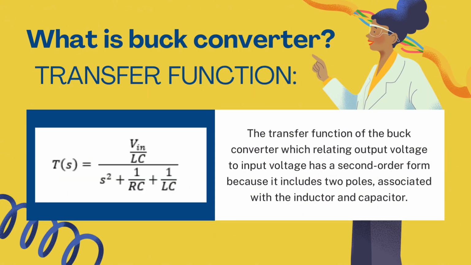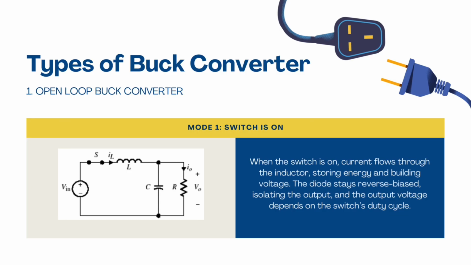Then for the transfer function, as you can see the equation inside the slide, this transfer function of the buck converter, which relates output voltage to input voltage, has a second order form because it includes two poles associated with the inductor and capacitor. There are two types of buck converter.